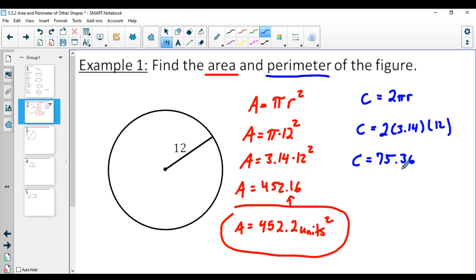Right? And then again, usually if we're rounding to the nearest tenth, we could say that the perimeter is 75.4. We're going to round up again. And then this would just be in units, whatever the units happen to be, right? It could be feet, could be inches, could be meters, anything you need it to be.